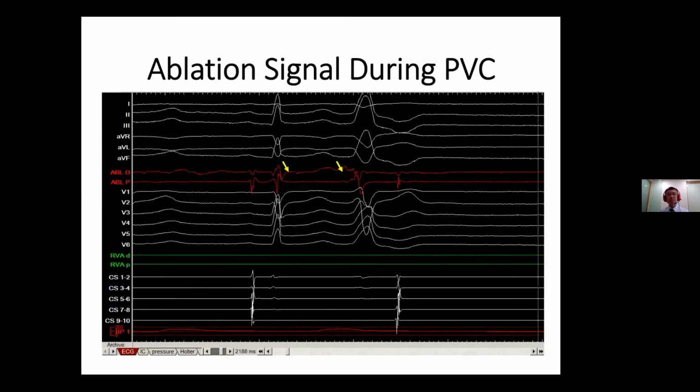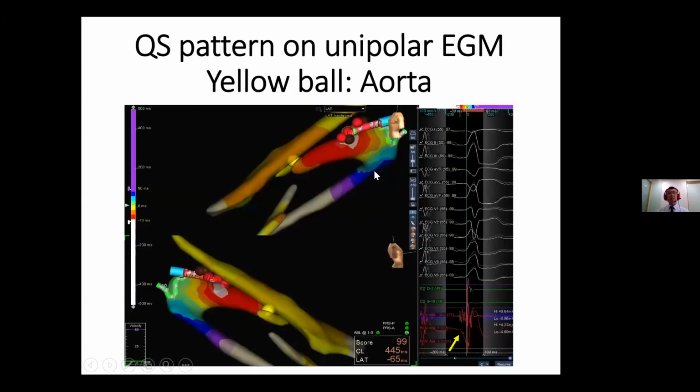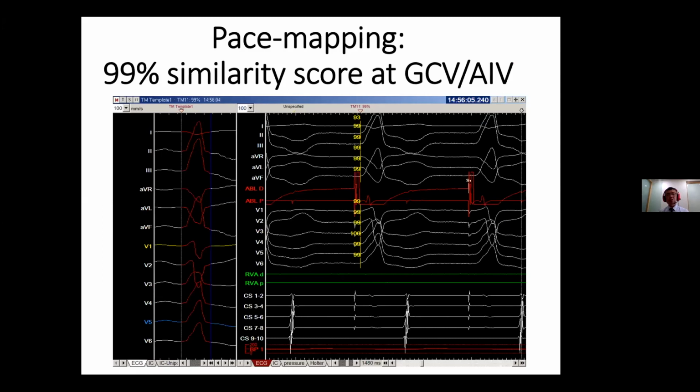So we can see the ablation signal during the PVC also shows again here very early. This is the unipolar signal of the earliest location within the GCV and AIV. We can also see a QS pattern, but in fact, I need to say that this QS is not very sharp. It is only blunted with some fractionation here. So of course, we are very near the true location, but maybe just a little distant from it, but it's within the GCV/AIV. The pace-map correlation is shown on this slide. We did the 3D pace map from the Carto system, and you can see the 99% correlation of this PVC pacing from the GCV/AIV.